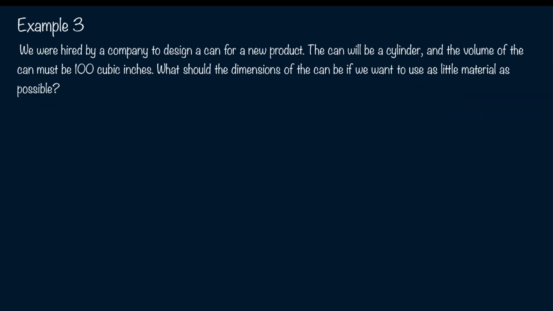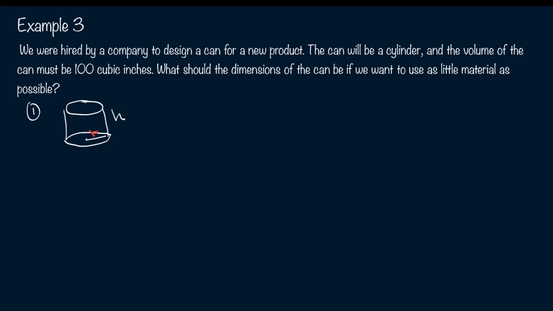Next, we have example 3. We were hired by a company to design a can for a new product. The can will be a cylinder, and the volume of the can must be 100 cubic inches. What should the dimensions of the can be if we want to use as little material as possible? We go ahead and draw out a picture so we know what we're looking at. So this is going to be our cylinder. You're going to have an H for height. And right here, make it red so we see it, is going to be our R. That's just a little bit hard to see, but you get the picture.